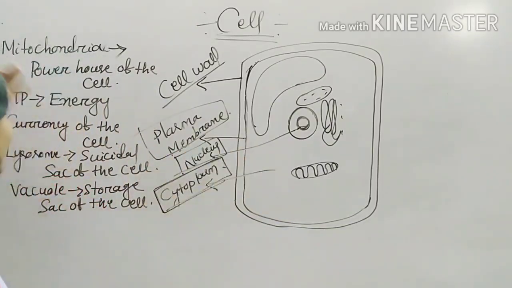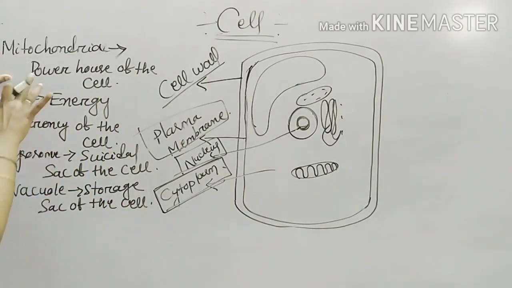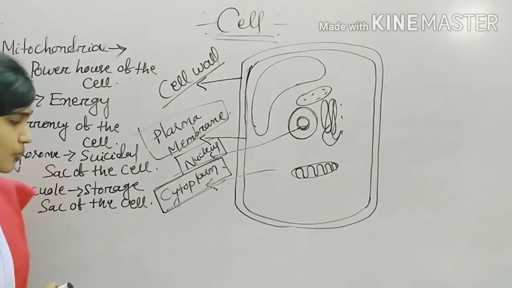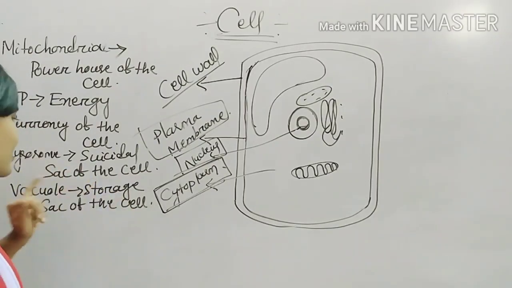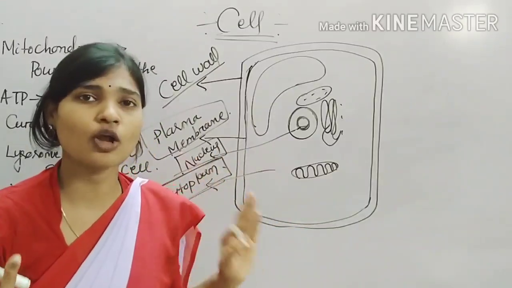What are the organelles? Like the mitochondria, ATP, lysosome, vacuole, Golgi body, plastid, etc. So, mitochondria is known as the powerhouse of the cell. ATP is known as the energy currency of the cell. Lysosome is known as the suicidal sac of the cell. Vacuole is known as the storage sac of the cell, and the plastid is known as the color pigment of the cell.